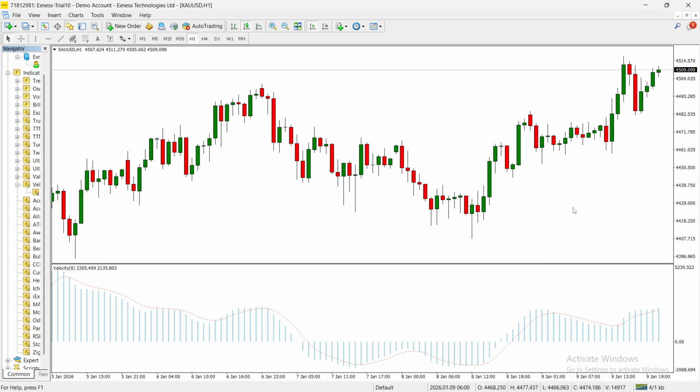This overview from the Forex Geek highlights how measuring the speed and strength of price movements can provide valuable momentum insights for trend confirmation and exhaustion detection.